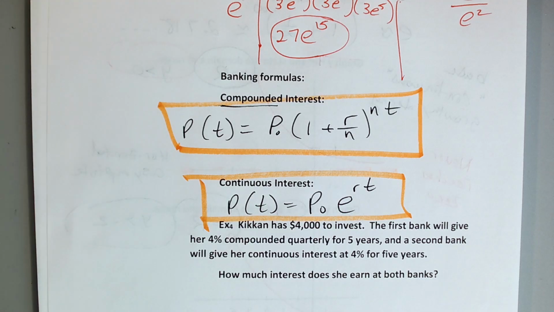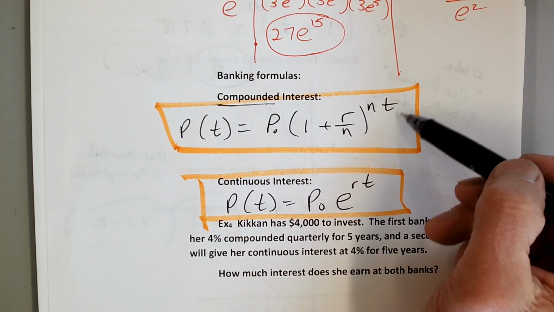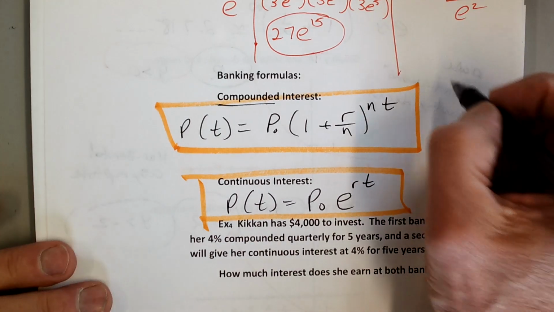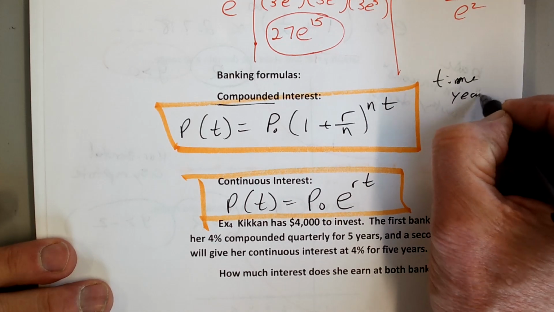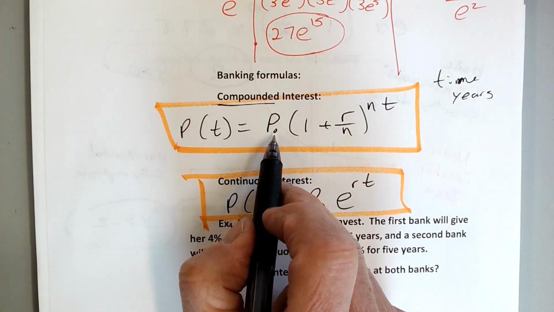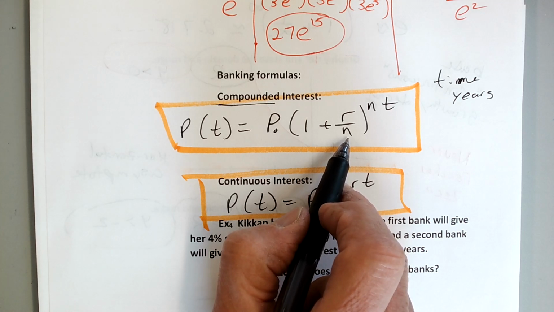All right, let's see how this works. Now, before we do anything, T is time in terms of years, right? T is time in years. P0 is your initial investment, and N is the number of times you compound. N is like quarterly interest, which would be 4.